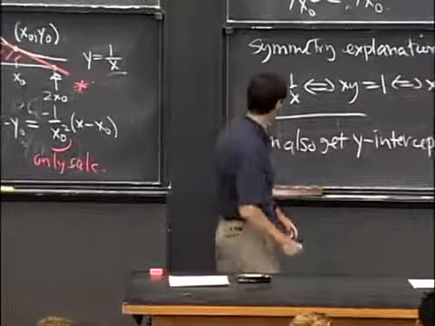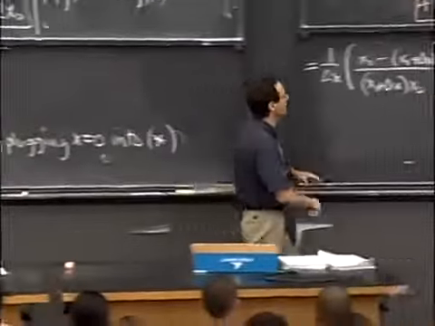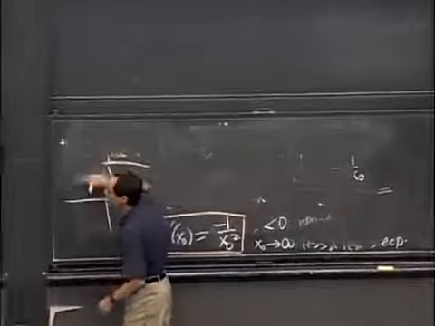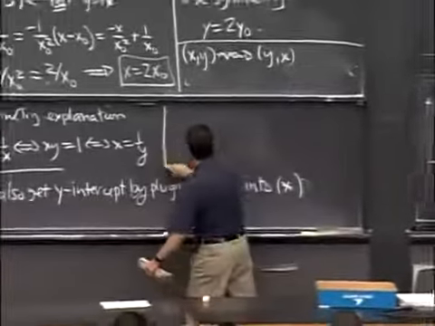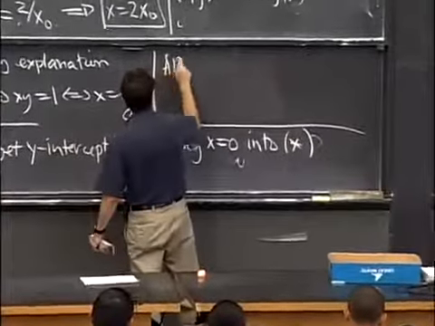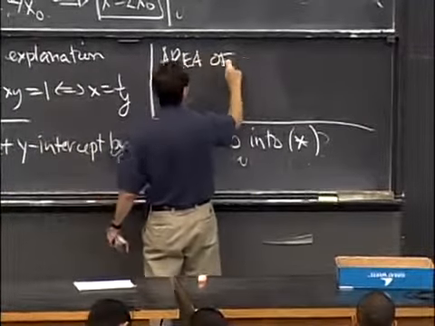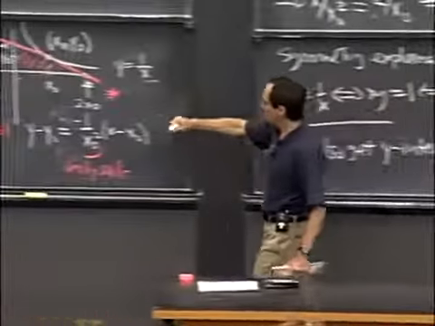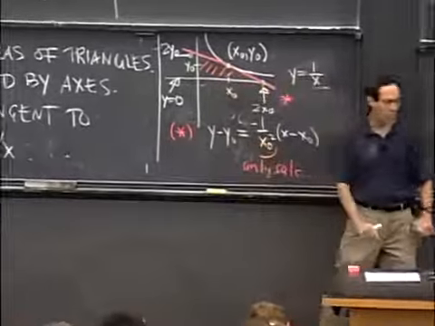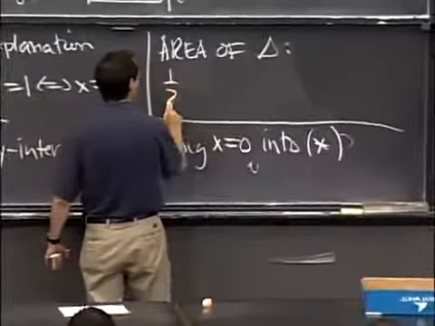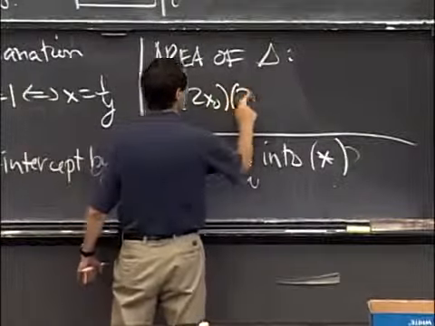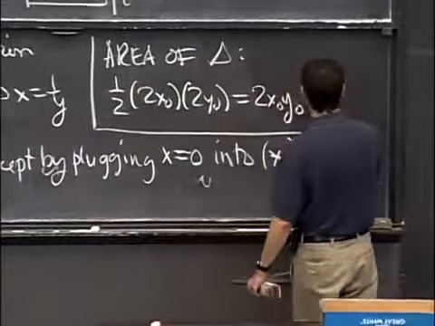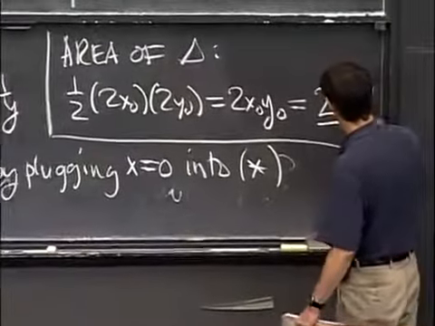All right. So now let's finish off the problem. Let me finally get this area here. So the area of the triangle is, well, it's the base times the height. The base is 2x0, the height is 2y0, and a half of that. So it's a half 2x0 times 2y0, which is 2x0y0, which is, lo and behold, 2.